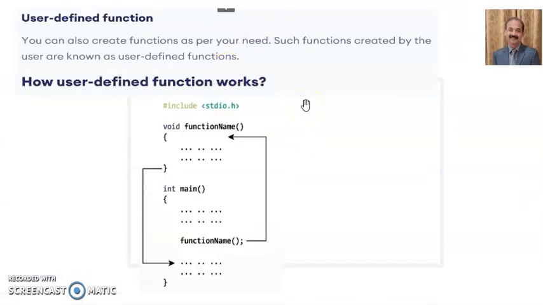The second type, which is what we are going to do today, is the user defined function. These are the functions which can be created according to your needs. Such functions created by the user are known as user defined functions. This is the basics of how the function works.